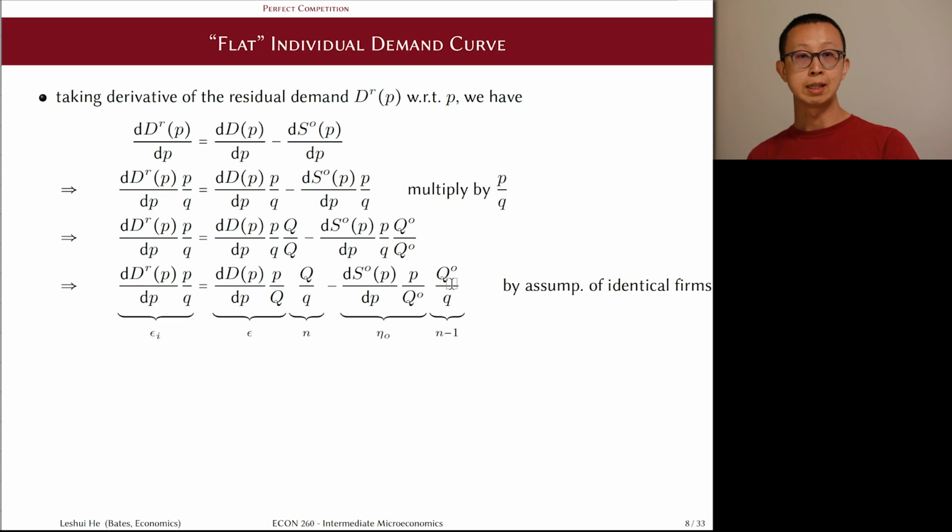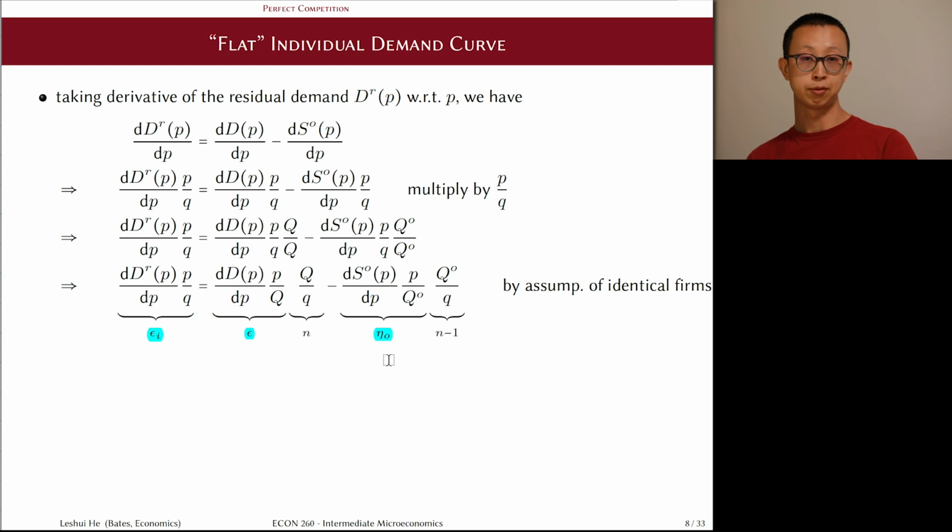Now, we have price elasticity of residual demand on the left-hand side, which we denote by epsilon I, where I stands for individual firm, and this is a price elasticity of residual demand for that one firm. And on the right-hand side, in the first term, we have the price elasticity of the market demand, which we denoted by epsilon throughout the semester. In the third term, we have the price elasticity of supply by all the other competitors, which we denote by eta sub O. Again, O stands for others.